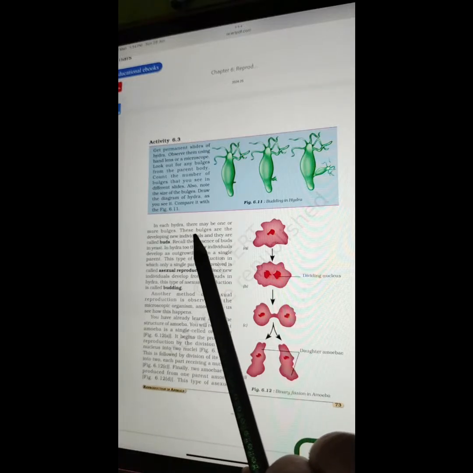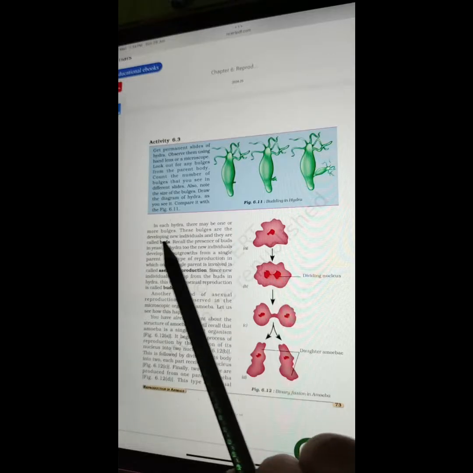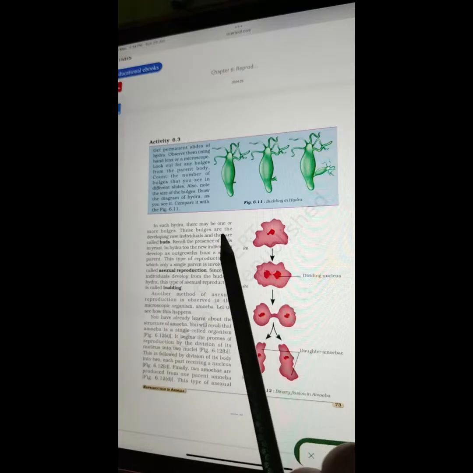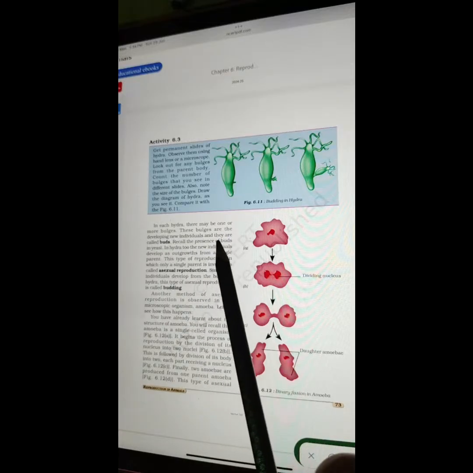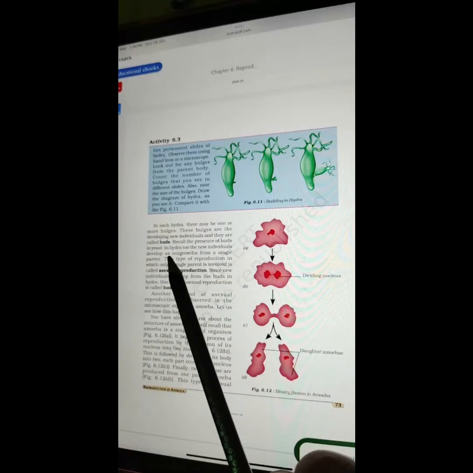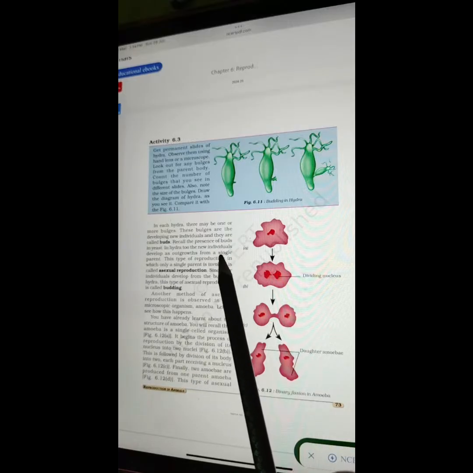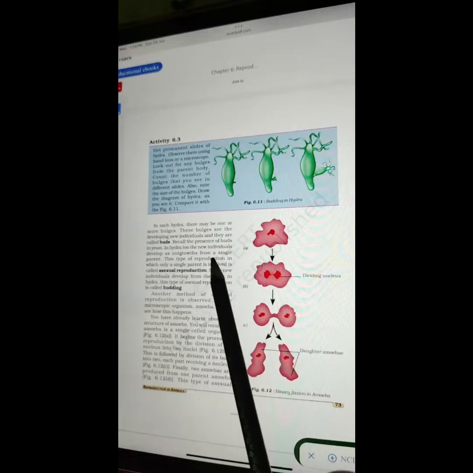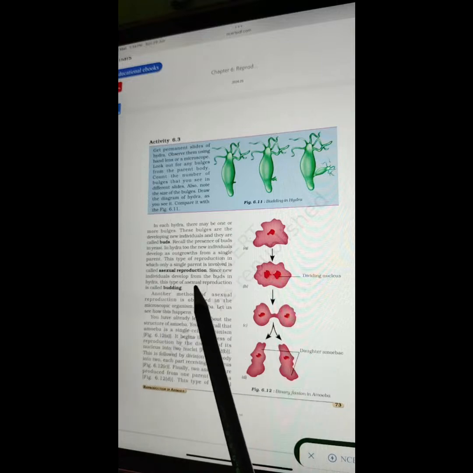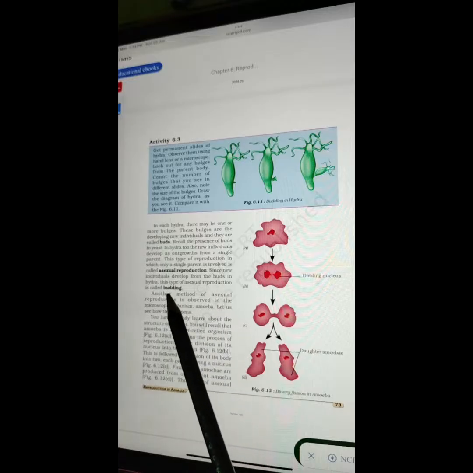In each hydra, there may be one or more bulges. These bulges are the developing new individuals and they are called buds. Recall the presence of buds in yeast. In hydra, the new individuals develop as outgrowths from a single parent. This type of reproduction, in which only a single parent is involved, is called asexual reproduction. Since new individuals develop from the buds in hydra, this type of asexual reproduction is called budding.